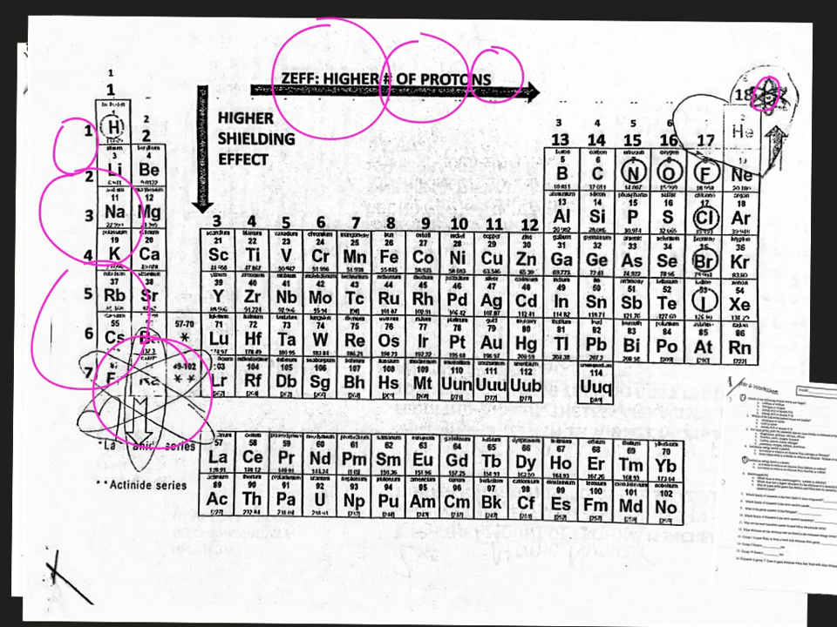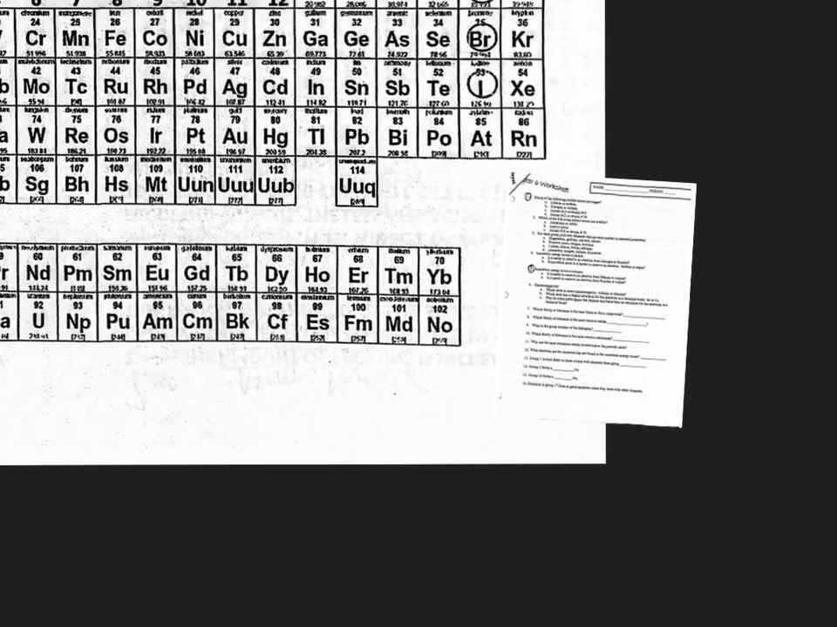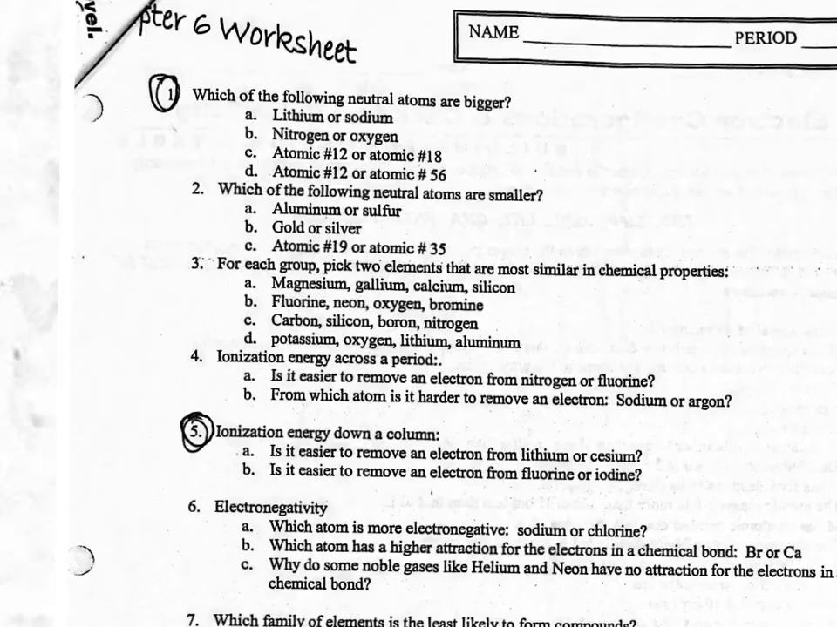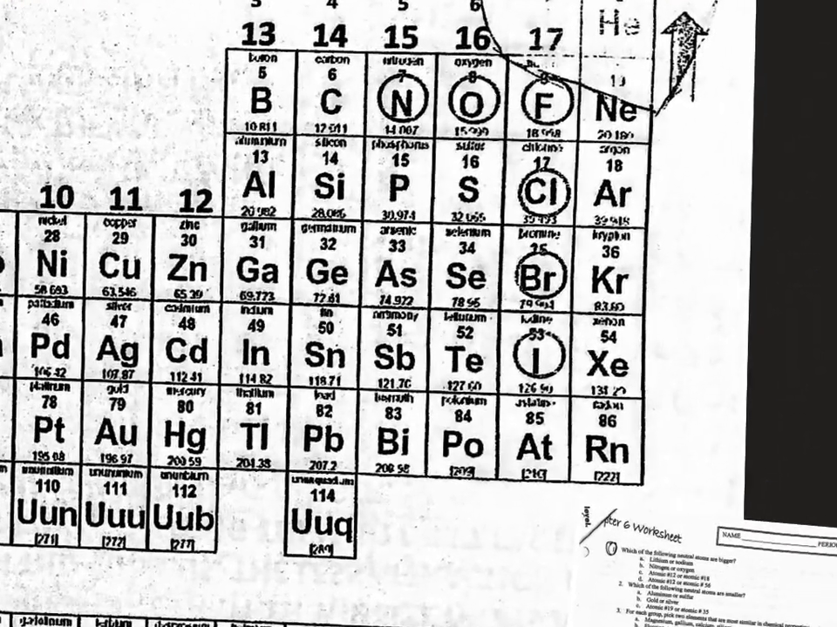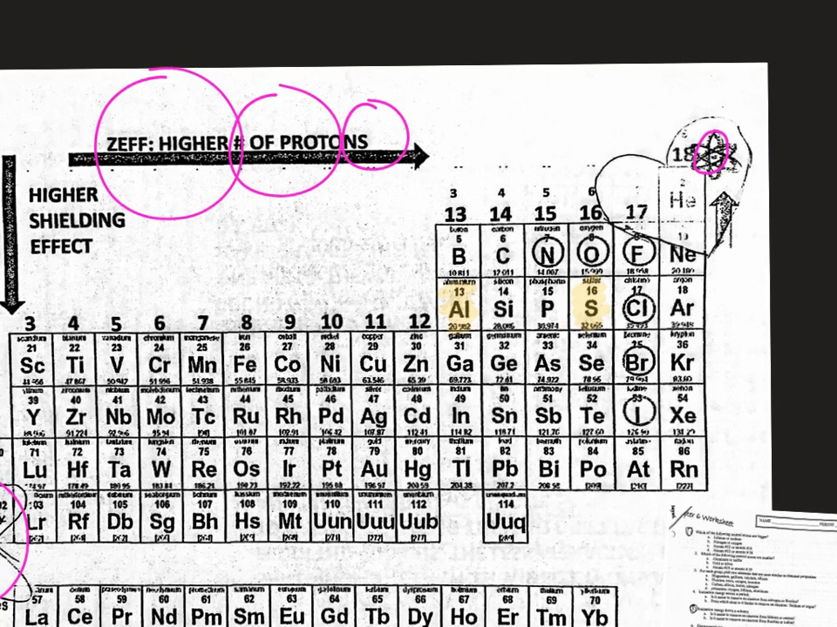So just to make sure that you got it, let's do a quick question. This says, which of the following neutral atoms are smaller? So we're going to look at aluminum or sulfur. Finding them on our periodic table, we have aluminum right here. We have sulfur right here. If you notice, we're in the same period going across. So remember, you have two ways to think of it. We can think about our snowman, or we can think about our corner.